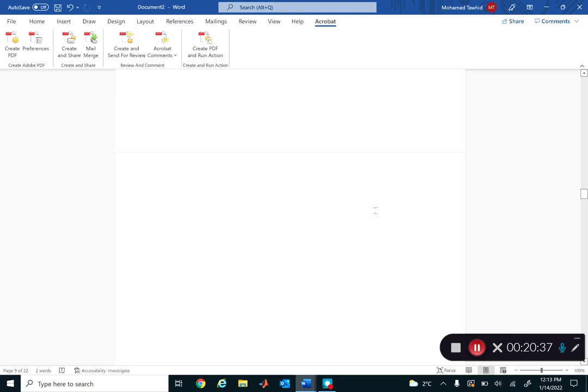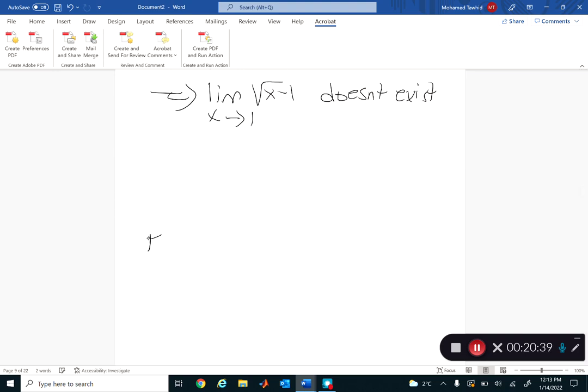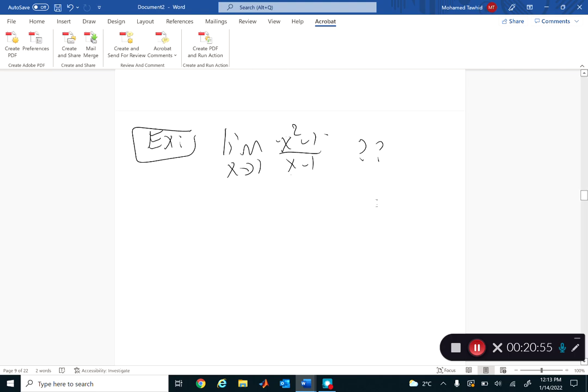Now I have to give you another example here: the limit of x squared minus 1 over x minus 1, and I need to get the limit when x is close to 1. The way I showed you with the left limit and the right limit, this technique is called finding the limit numerically. Numerically means you come from the left and come from the right.